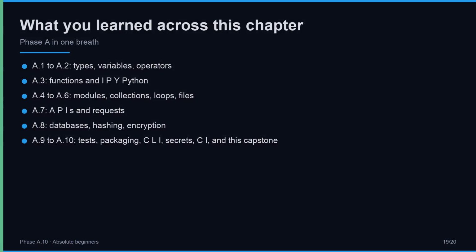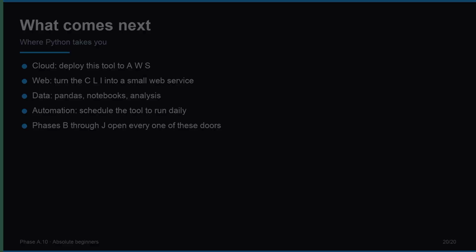Step back and see the whole chapter. You started with types, variables, and operators. You learned functions and IPython. You met modules, collections, loops, conditions, files, and structured data formats. You called real APIs. You stored data in databases and protected it with hashing and encryption. And in this final stretch, you wrote tests, packaged a project, built a CLI, kept secrets safe, automated tests with CI, and now combined everything into one tool. That is a complete foundation in modern Python. The whole chapter.